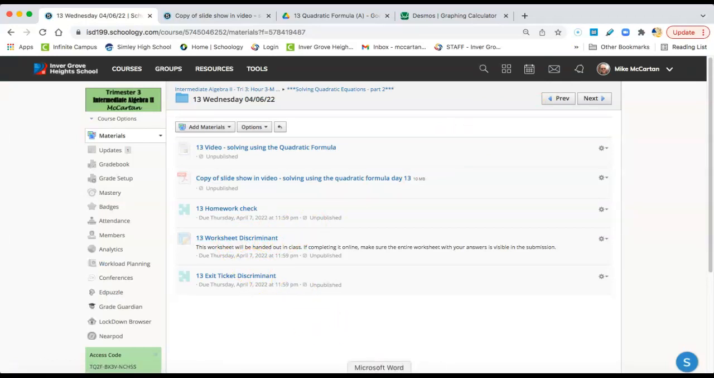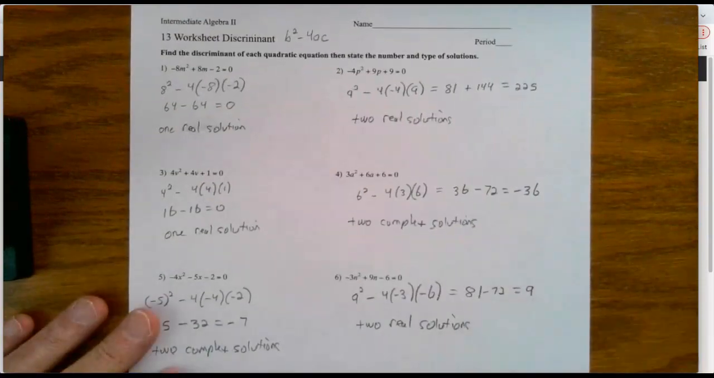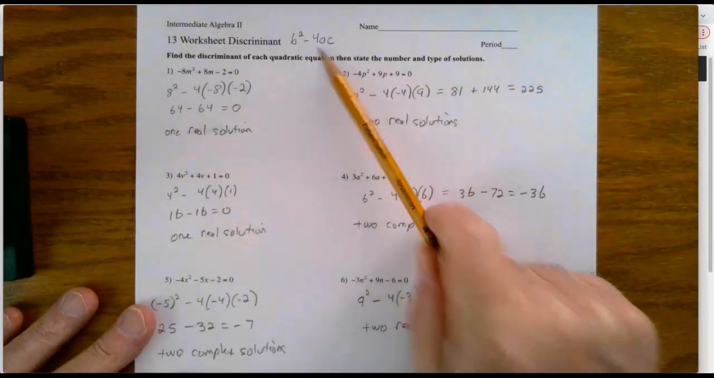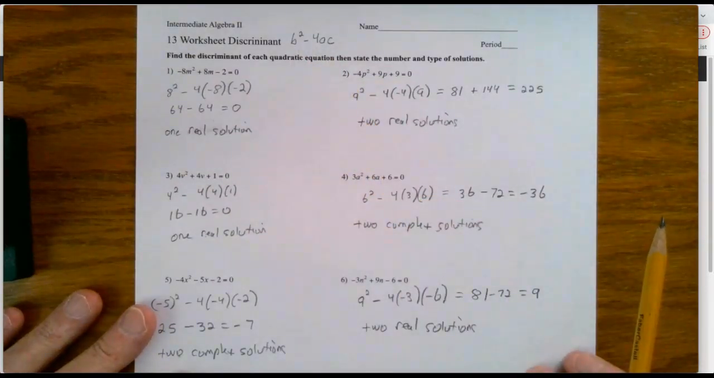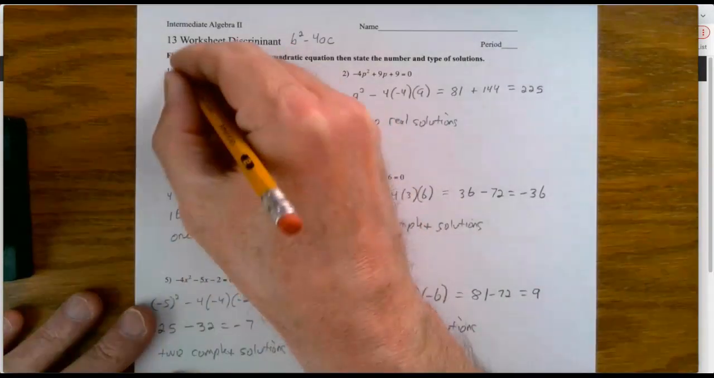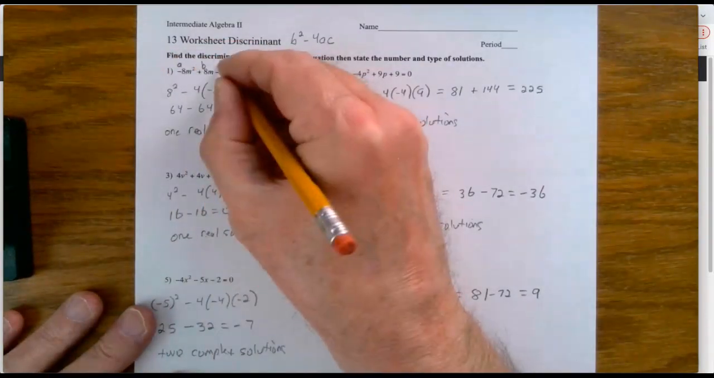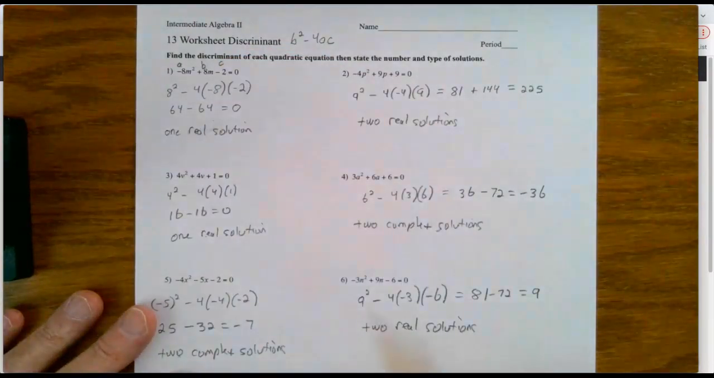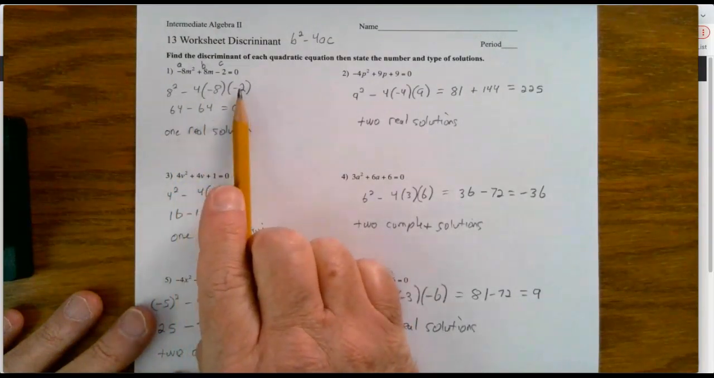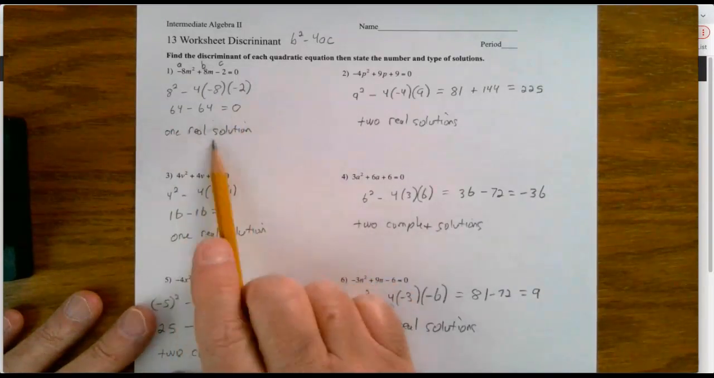I'm going to put it under the document cam. Guys, the worksheet is basically calculating the discriminant only, not the answer. Calculate the discriminant. b squared minus 4ac. All right, they're all in standard form. So this is the a, negative 8. This is the b, is 8. And c is negative 2. So I just plugged it in. b squared minus 4ac. I got 64 minus 64. This one ends up being 0, 1 real solution, okay?